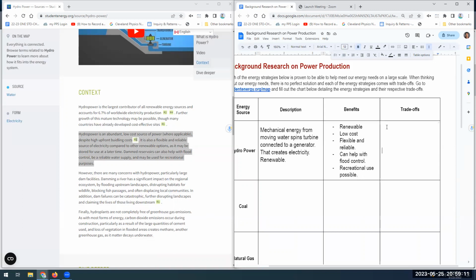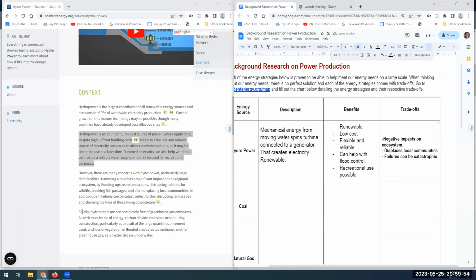Okay, if I had to summarize what I've read so far, I could say something like negative impacts on ecosystem, displaces local communities. When they say displaces local communities, they mean people lose their homes. Okay. And also talked about failures can be catastrophic. Okay. So those are 3 things I could get from that paragraph.